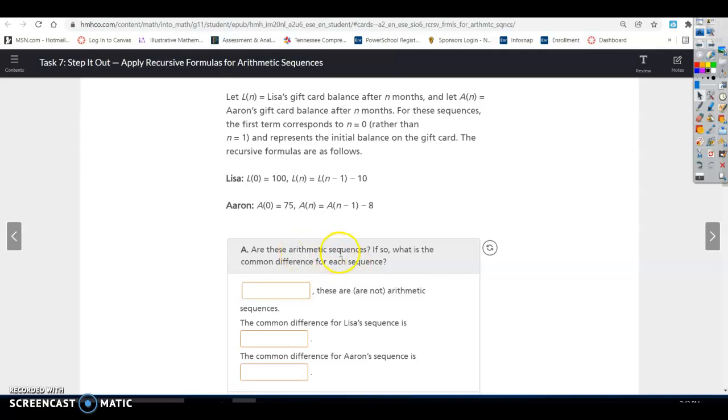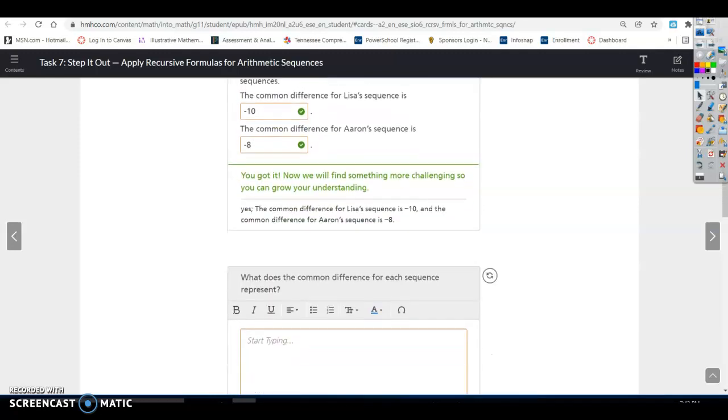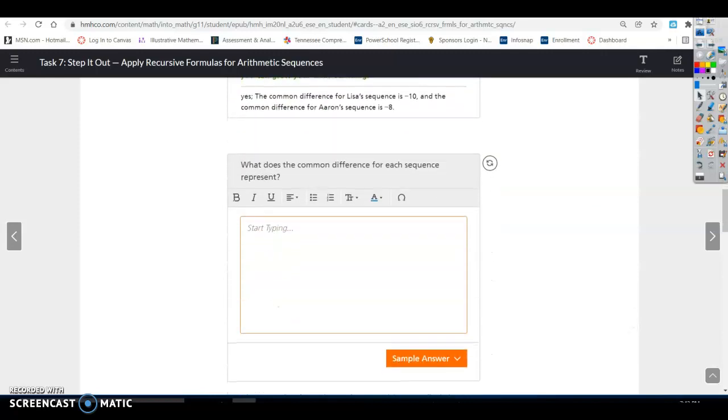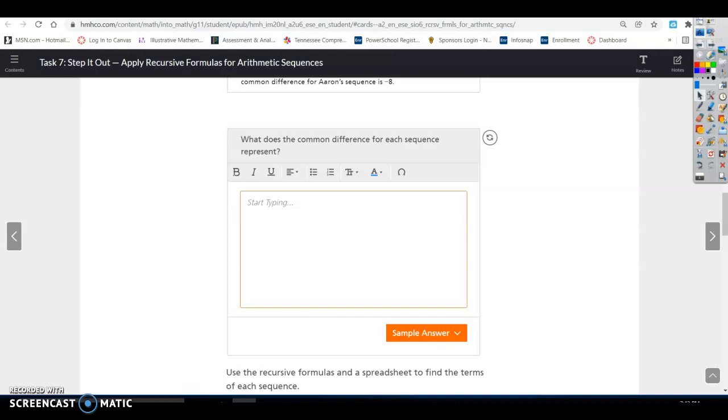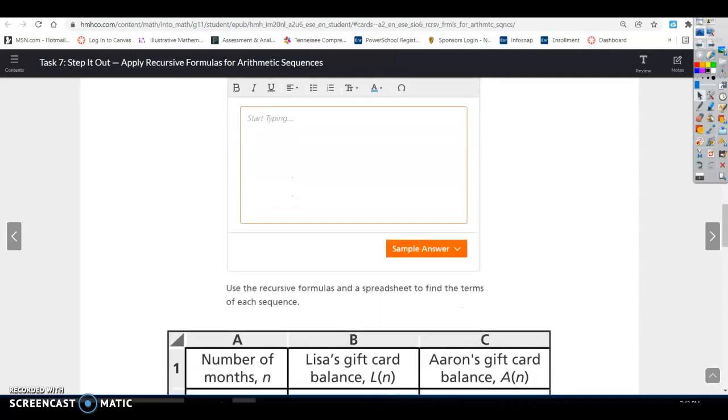So if it's an arithmetic sequence, that means you can add or subtract to get to the next term. So yes, these are arithmetic sequences. The common difference for Lisa is -10. The common difference for Aaron is -8. And that was given in the little caption above. So it says, what does the common difference for each sequence represent? It represents the amount they pay per month for their subscription. One was for movies and one was for music.